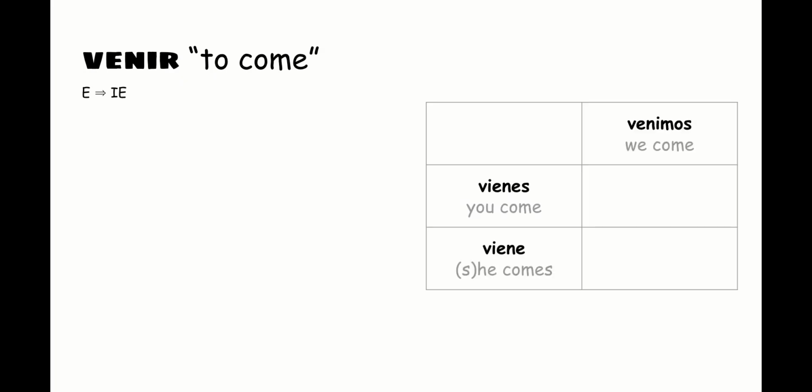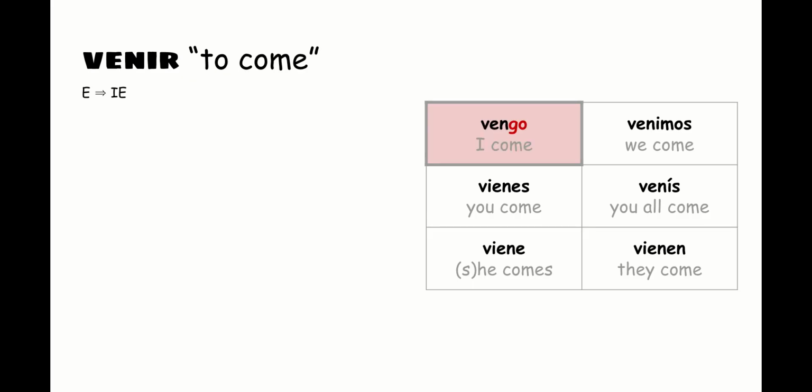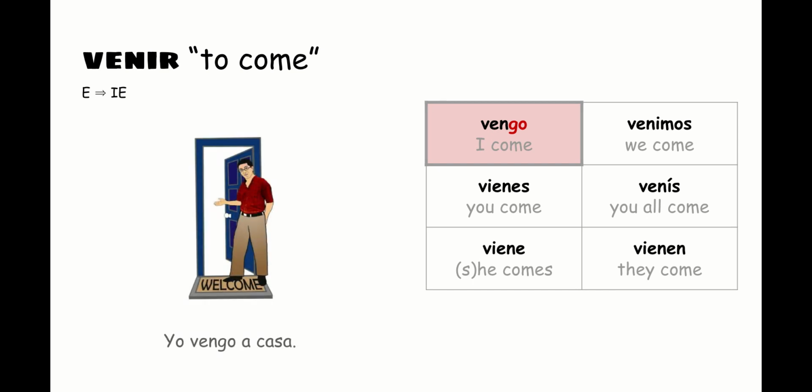Venir is pretty similar to tener in that it is a stem changing verb from E to IE. Just be careful because it is an IR verb and not an ER verb. So if we conjugate it in all the forms except for the yo form, we're going to say tú vienes, él viene, nosotros venimos, vosotros venís, and ellos vienen. In the yo form, it's irregular in that it has a go at the end. So yo vengo is the yo form. So for example, yo vengo a casa, I come home.